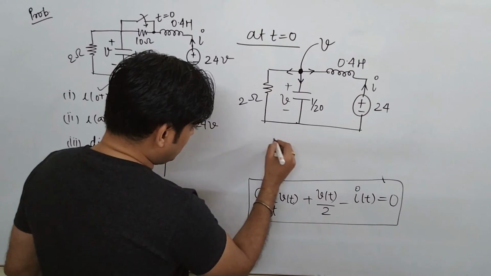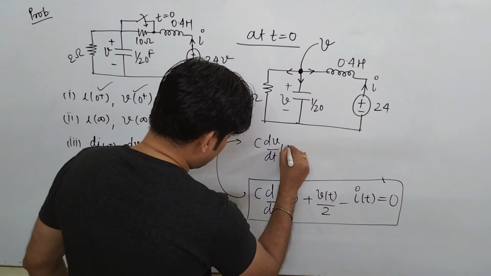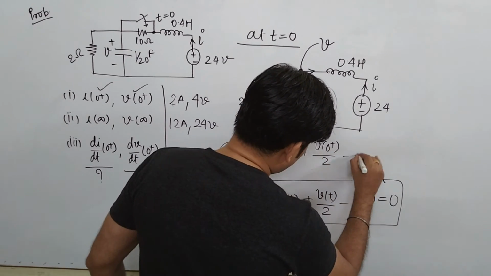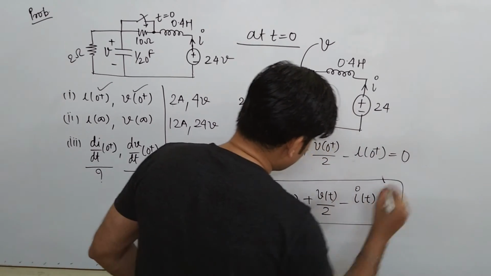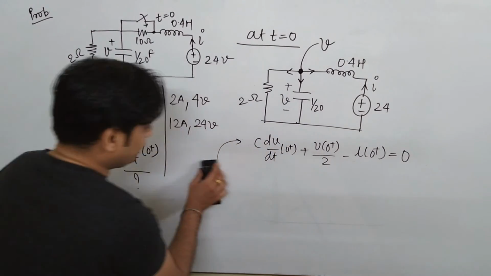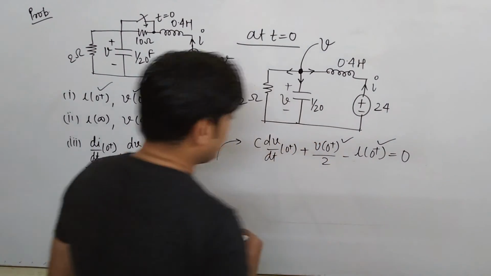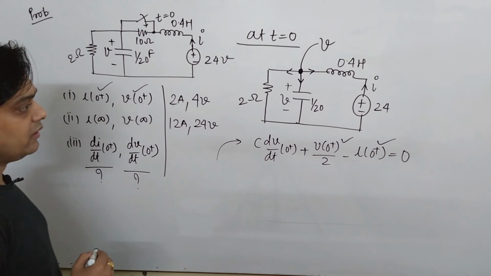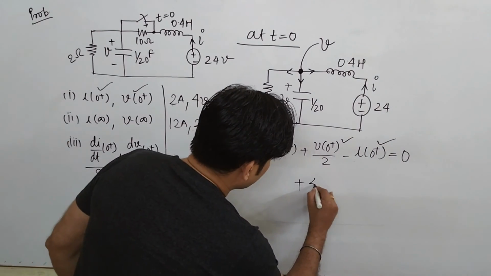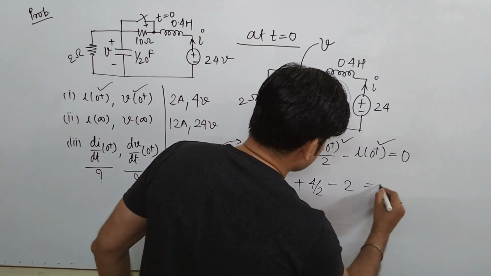If I write this equation at t equal to 0 positive, please see here, it is C dV/dt at 0 positive plus V(0+)/2 minus I(0+), that is equal to 0. Now you know the value of this V(0+), you know the value of this I(0+). Why? Because it is an initial voltage and current across the capacitor and inductor. What is V(0+)? It is 4 volt. So you can say that it is 4 by 2 minus, what is I(0+)? It is 2, that is equal to 0.